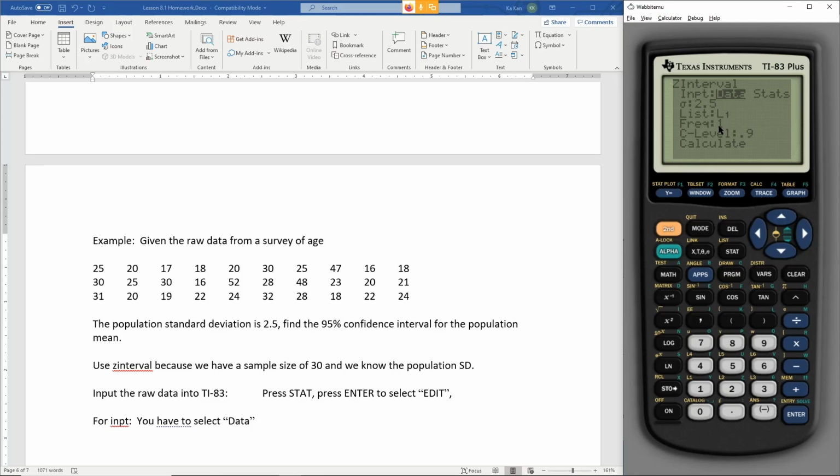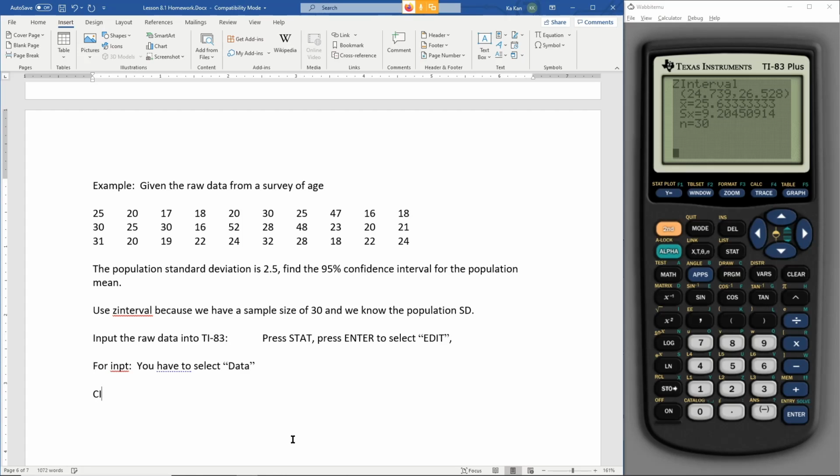Frequency list is just for when you might have multiple inputs. Say it's a bunch of 20s. You can arrange that so that 20 will repeat itself like 10 times, but we're not going to worry about it right now. So C level is 0.95, so let's put 0.95, calculate. So our confidence interval, right, is 24.739 to 26.528. That's it. You let the calculator do the work for you.